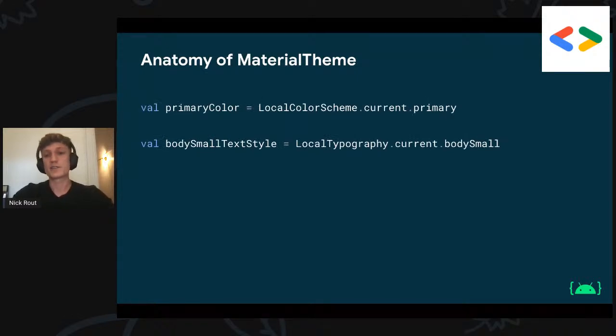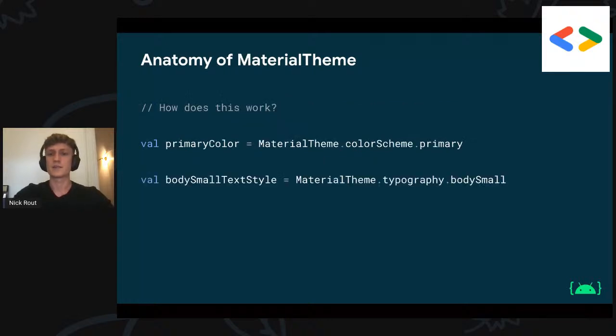When you actually want to access the value of a composition local, you'd normally do it like this. You'd say local color scheme dot current dot primary, or local typography dot current dot body small. This would happen inside your app within the theme. So then how does this work? Why does material theme have this special notation where you say something like material theme dot color scheme dot primary, and how did material theme get this sort of special use case?